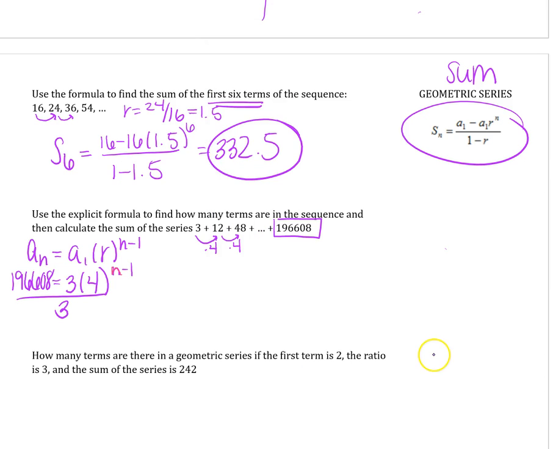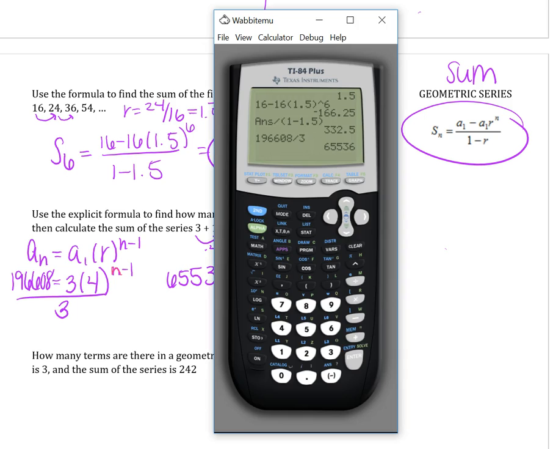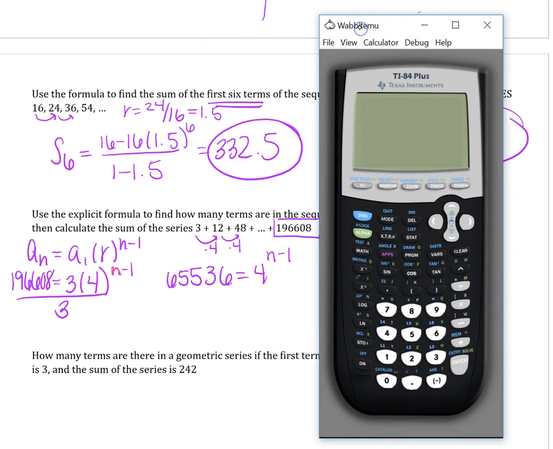So 65536. Oops, 4. Now I should try to get a common base. So I'm going to go to my calculator and look at just 4 to the x in my y equals, because this will help speed up my thought process rather than guessing and checking. So if I look at my table of values, I'm going to look for this number. There it is. So 4 to the 8th power will give me 65536.